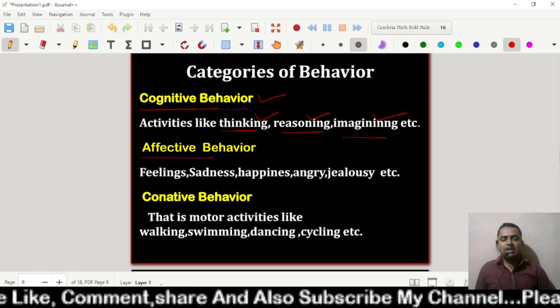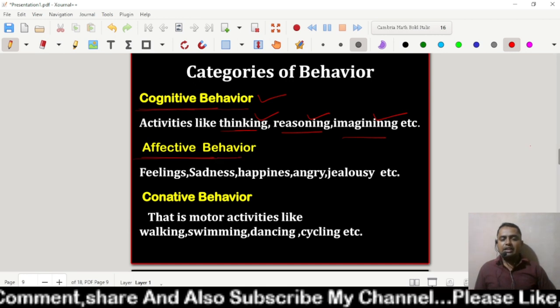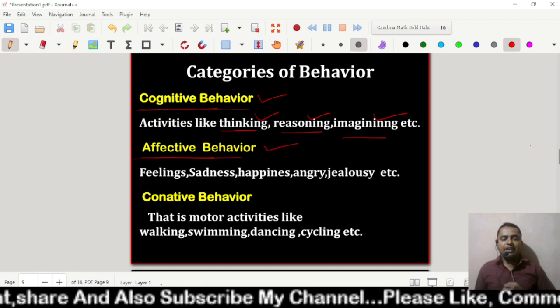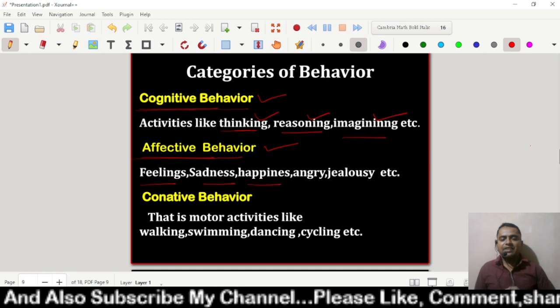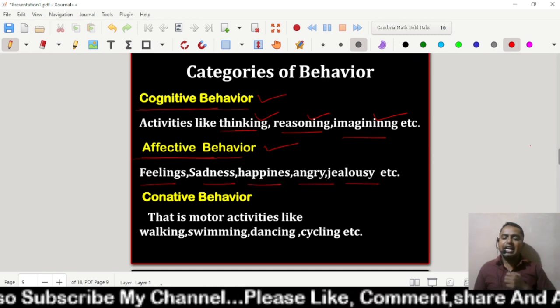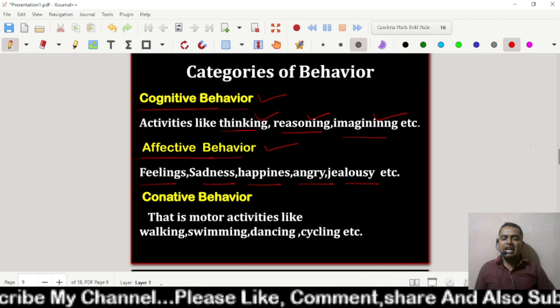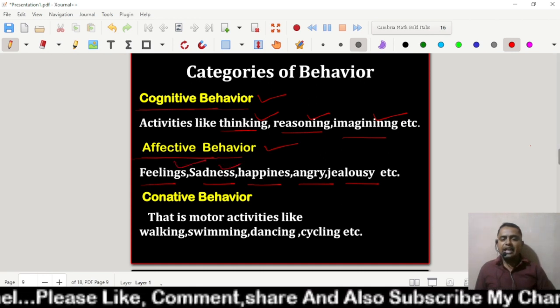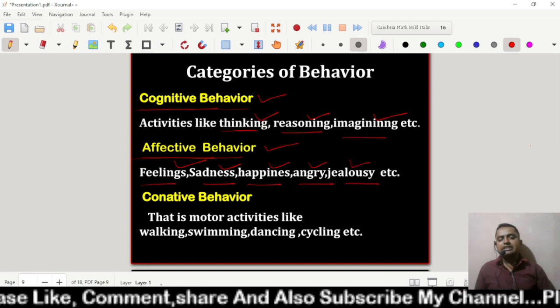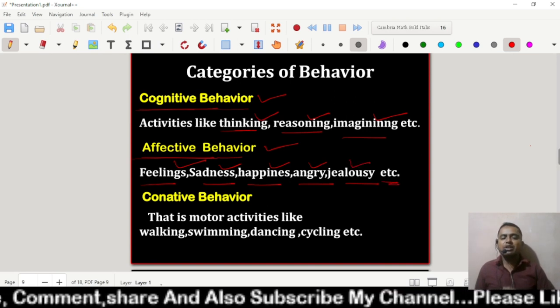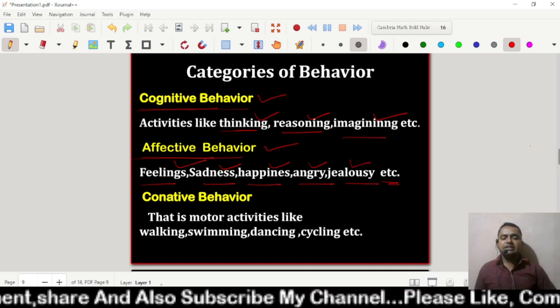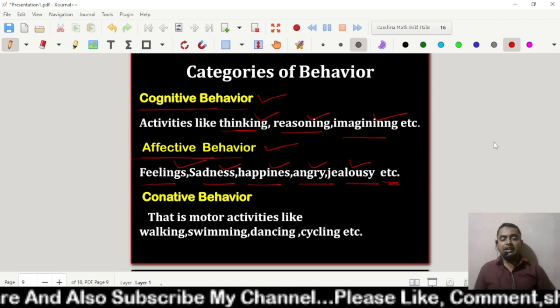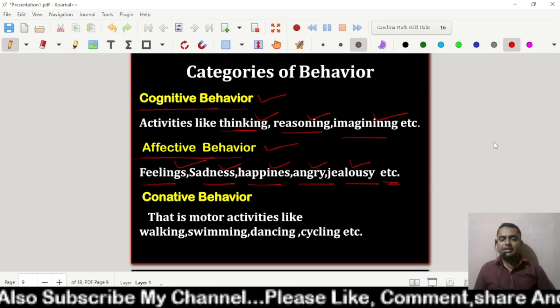Second one is affective behavior. Listen carefully. Feelings, sadness, happiness, anger and jealousy, etc. Once again, affective behavior means feelings, sadness, happiness, anger, jealousy, etc. These are the affective behavior. This cannot be observed and cannot be measured.